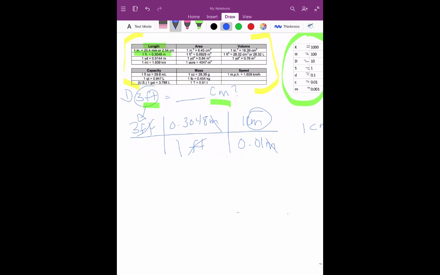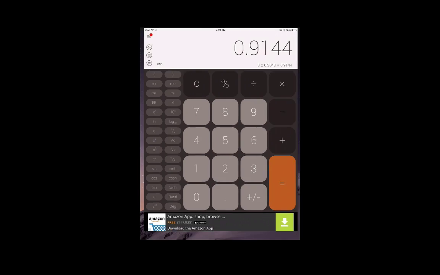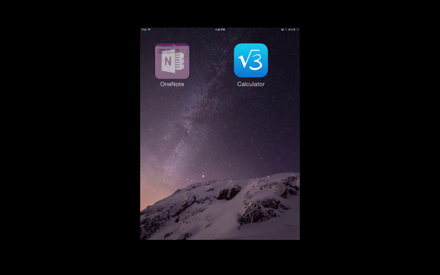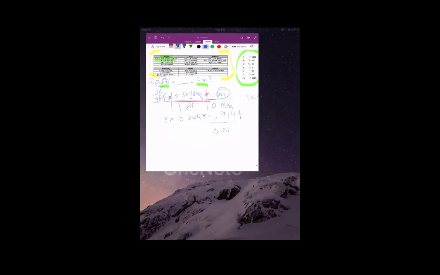For this next part, we are going to need a calculator. To do this, you multiply across the top, and you're going to divide this whole thing by the bottom. In our calculator, we are typing 3 times 0.3048, which gives us 0.9144. So we've got 0.9144, and then we have to divide that by 0.01.